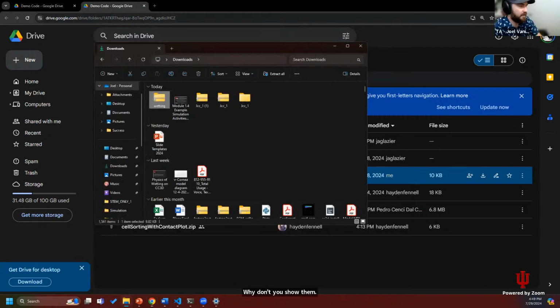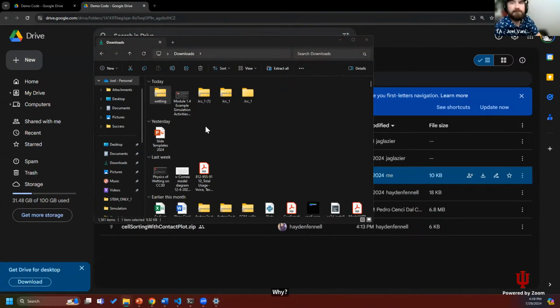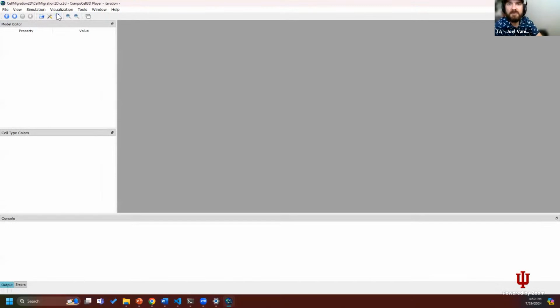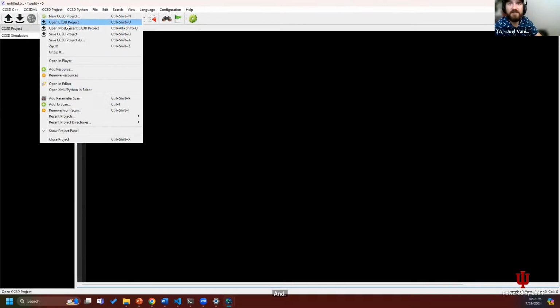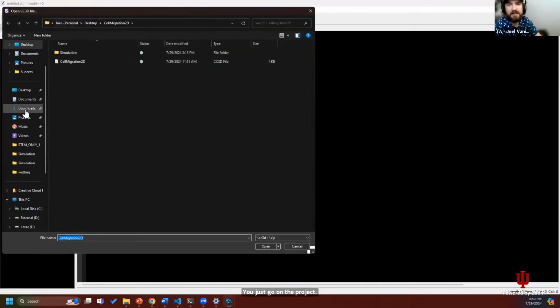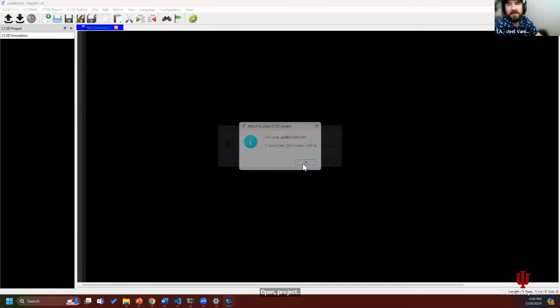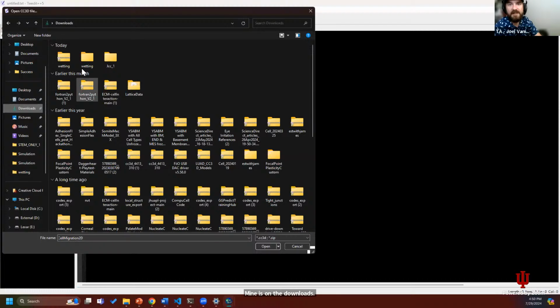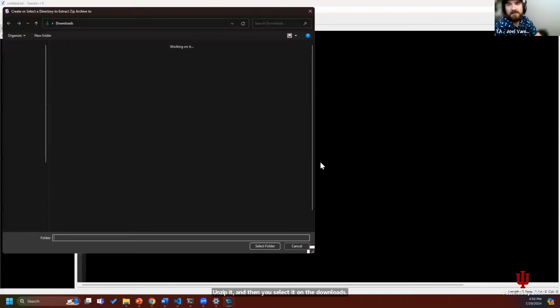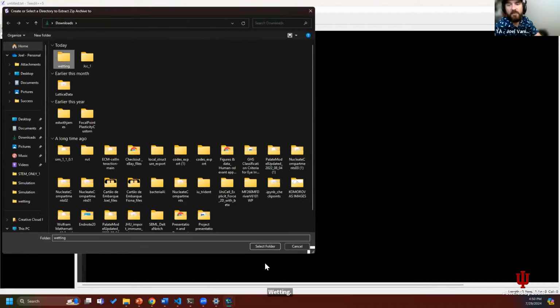I have to open Twedit here. Just give me a second. So, as James suggested, we can open Twedit and unzip it in Twedit. You just go to Project, Open Project. Mine is in the downloads. Unzip it, and then you select it in the downloads, wetting. And now you go back there, it will open again for you.